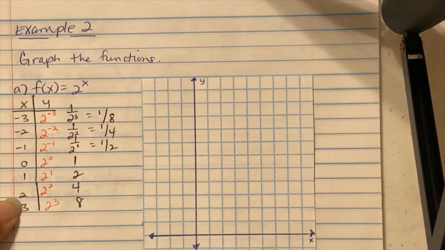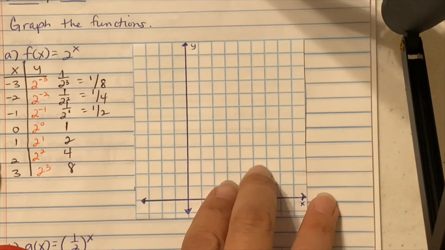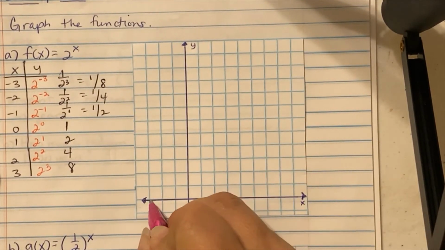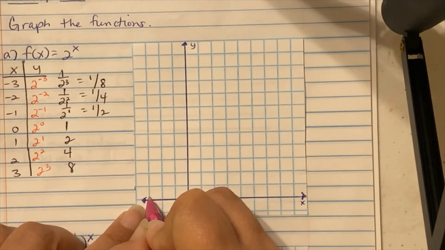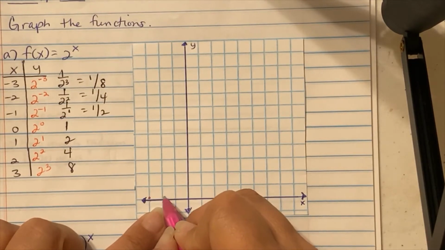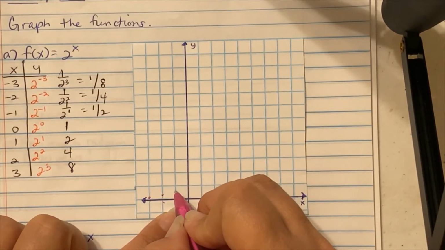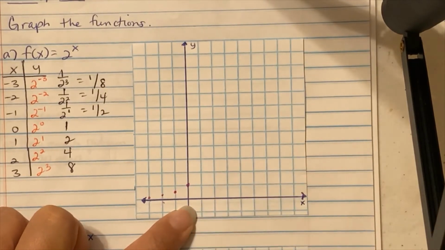So here are our values, and we're going to plot them. When we look at our graph, when x is -3, the y value is 1/8, so it's just a little bit above the line. When x is -2, I'm at 1/4, so I'm a little bit higher. When I'm at -1, I'm at the halfway point, half the distance. When I'm at 0, I hit the y-axis at 1.